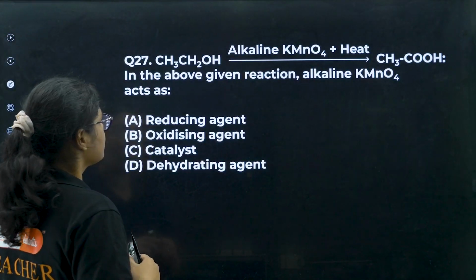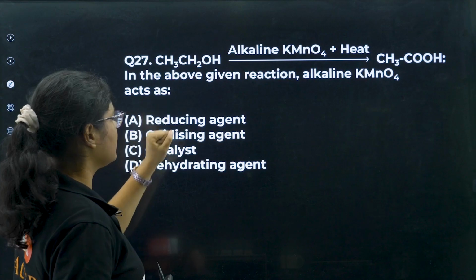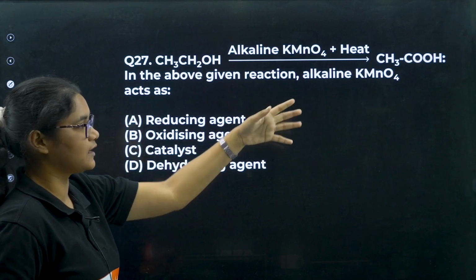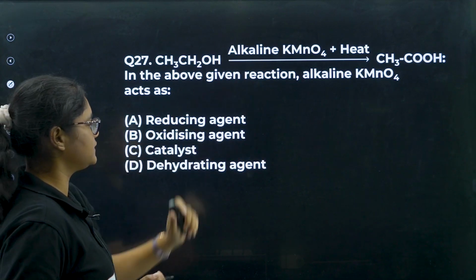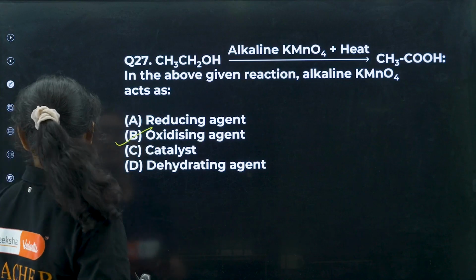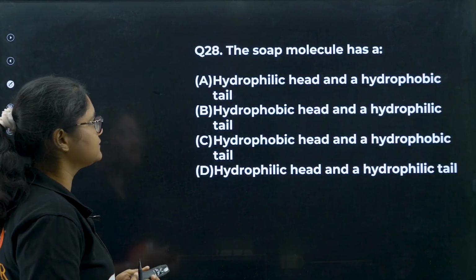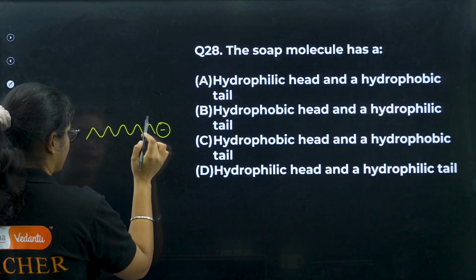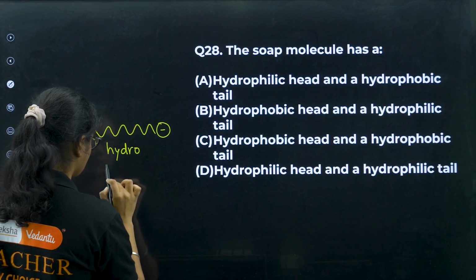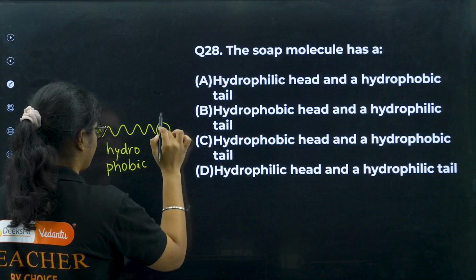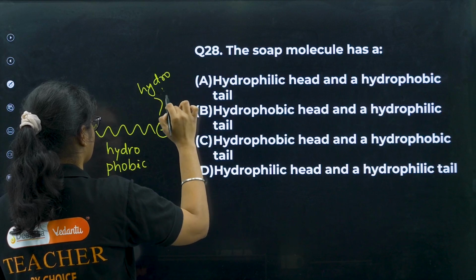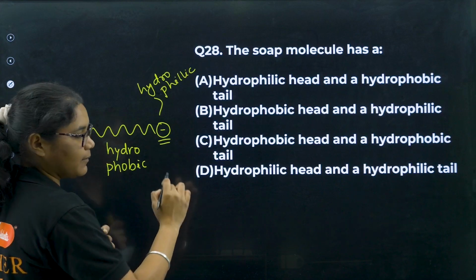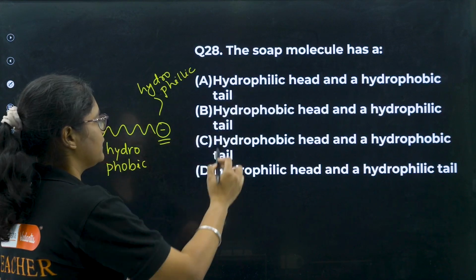Let us see the next question now. So here this reaction is given. In the given reaction, alkaline KMnO4 acts as a, so you can see here alcohol is converted to acid, so that means this is an oxidizing agent, so option number B here. Okay. Next we have the soap molecules has, so if you see the soap molecule, this is minus, and I can say this is hydrophobic, and this one is hydrophilic. Okay, so now this head is the hydrophilic part, so hydrophilic head and a hydrophobic tail, so that is option number A.